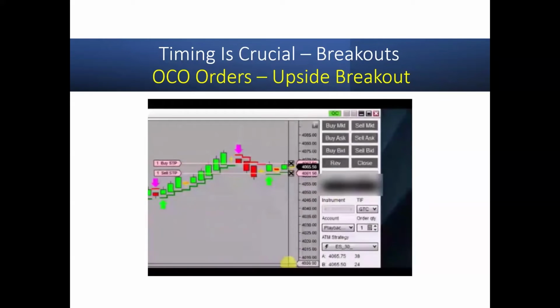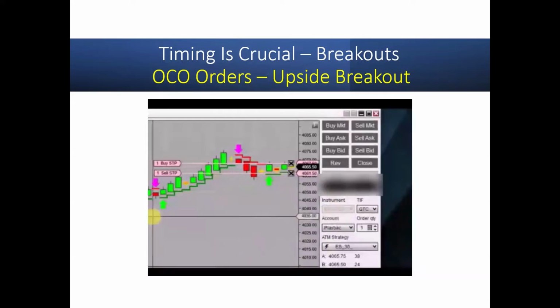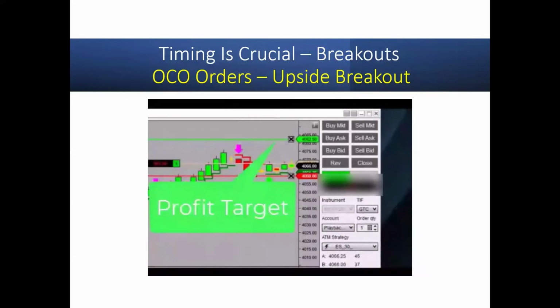All right, so now we place the buy and sell stop orders above and below consolidation. And now we're just waiting for the market to break out. We do have to uncheck that OCO check mark in chart trader. Okay, so the market just broke to the upside out of consolidation. All right, so the green line up above is the profit target.